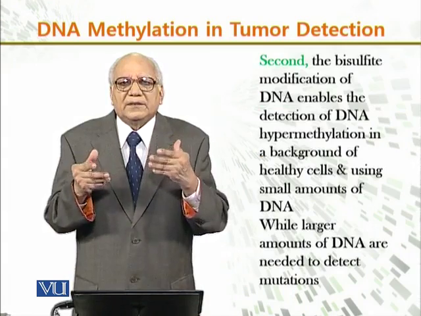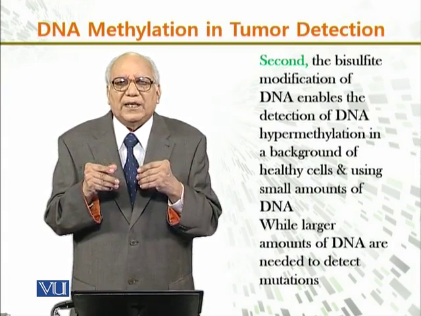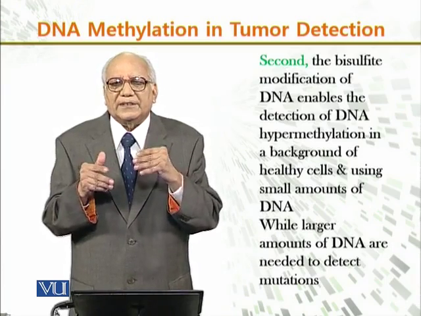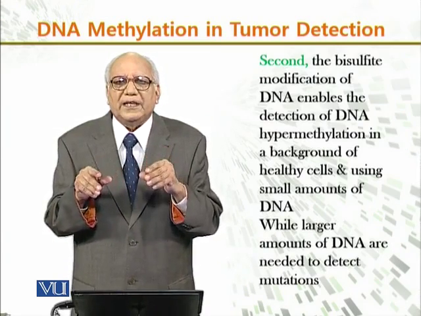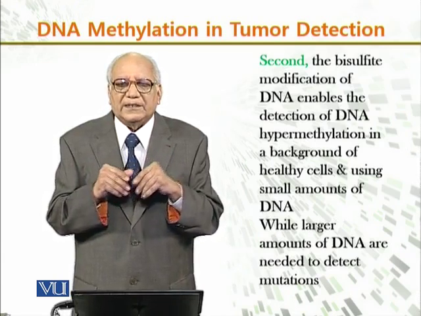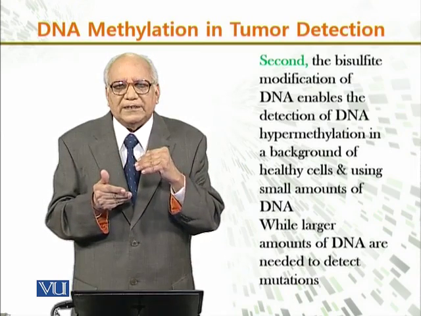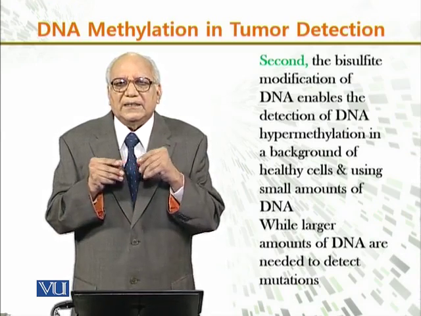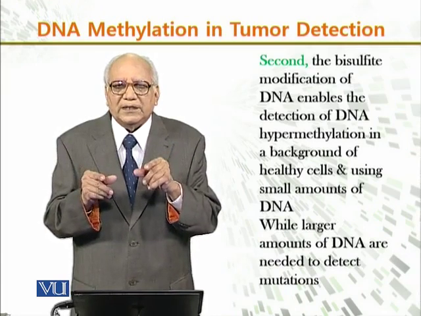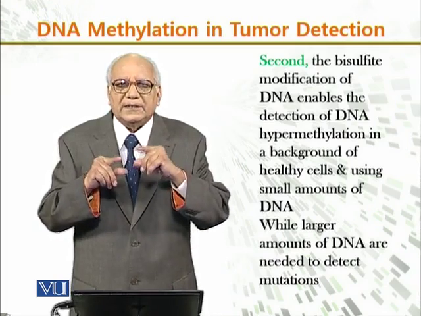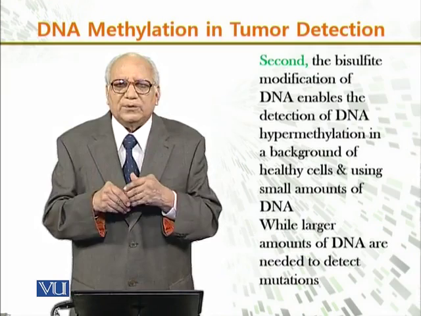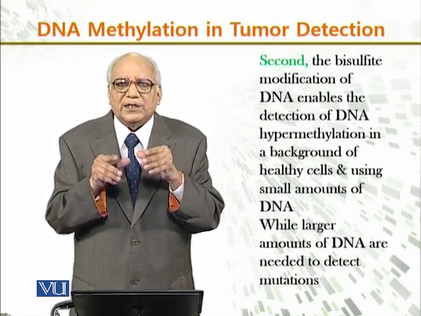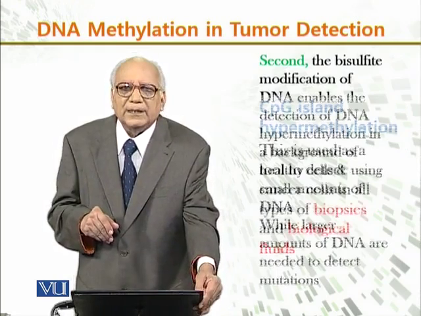Second, the bisulfite modification of DNA enables the detection of DNA hypermethylation in a background of healthy cells, using the usual amount of DNA, while a larger amount of DNA is needed to detect a mutation. If bisulfite modification of DNA is done, it enables detection of DNA hypermethylation and differentiates it from the background of already healthy cells.